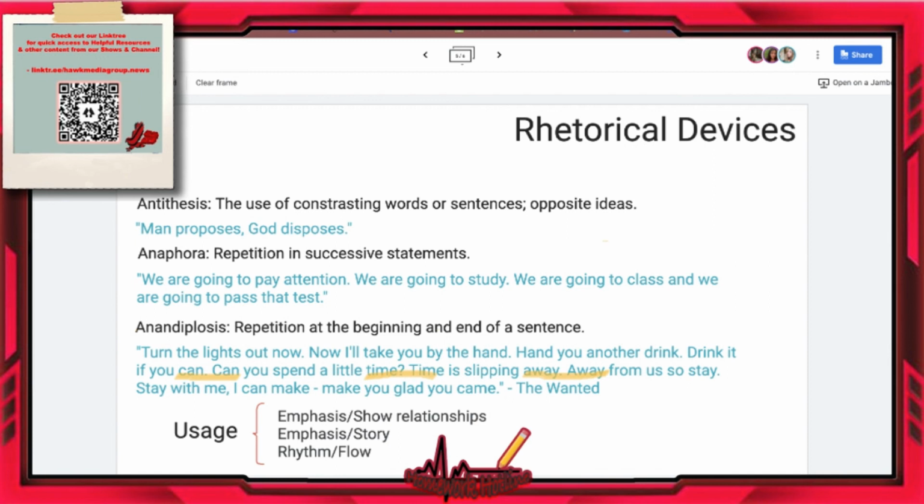And anaphora is used to show emphasis or to tell a story. By saying that you are going to be doing something, you're going to be doing this, and later you're going to be doing this, you really do take over that authority, and you have that power in that sentence. And again, it shows a story because it's in successive statements.